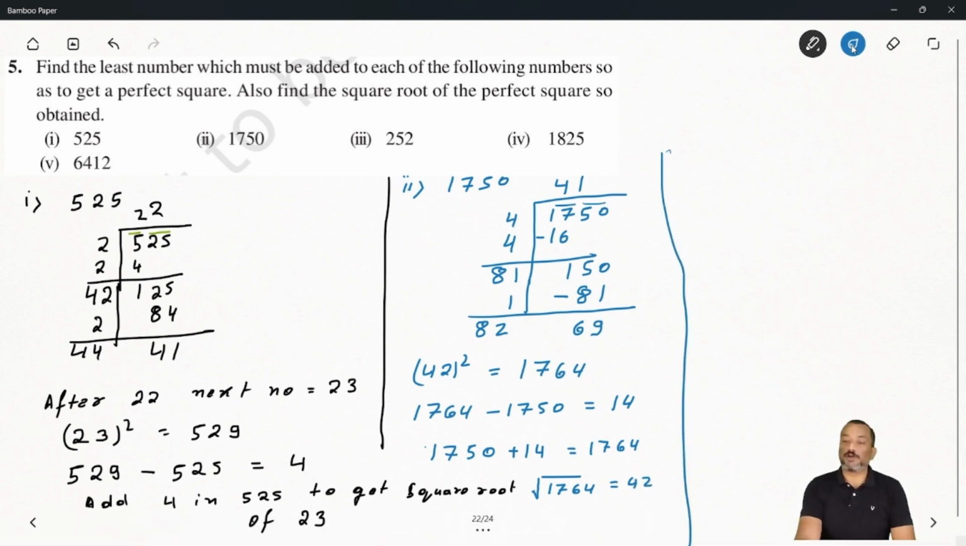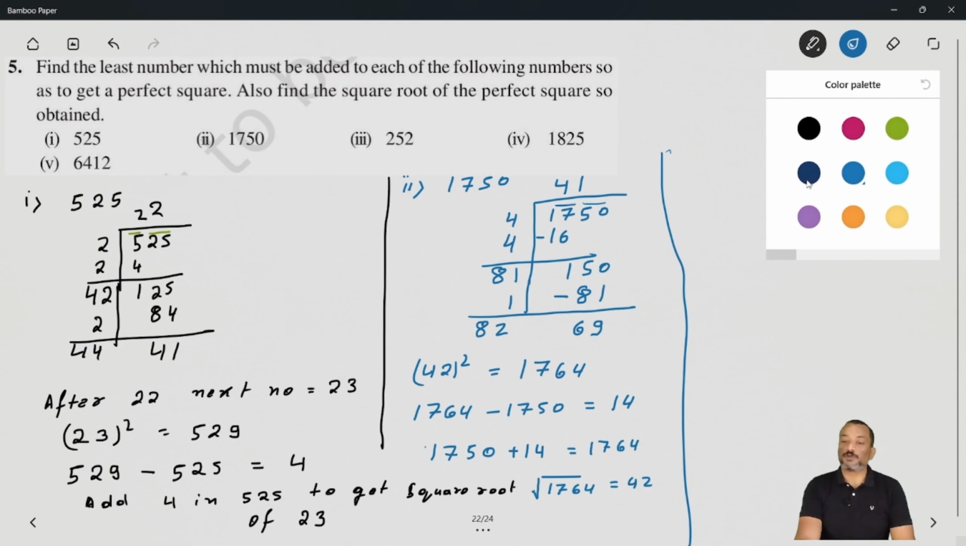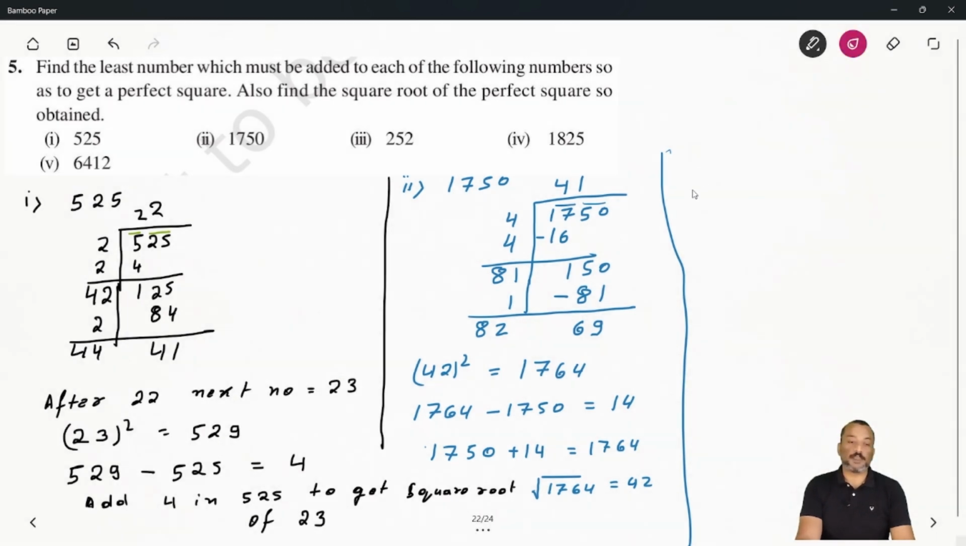Now let's try one more question here. So question number 2 we have done. Question 3 is similar to the first one. Let's try question number 5. Okay, 5 we have given here. Question number 5. So it is given 6412. It is saying the same way we will do the long division method.